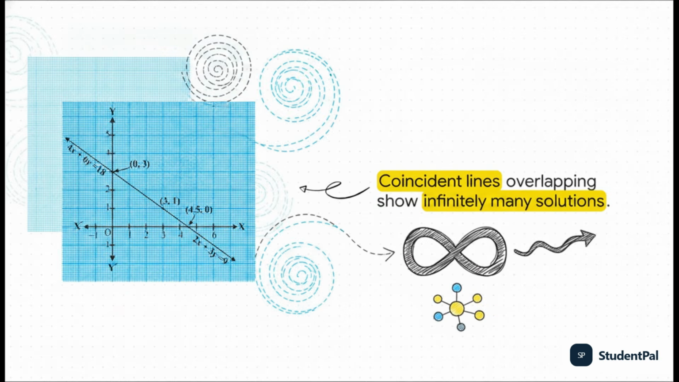But wait, lines don't always just cross once. Sometimes, one equation is actually a cleverly disguised version of the other, like if you just multiplied an entire equation by 2. When you plot them, they overlap completely. They are coincident lines. Because every single point on one line touches the other line, they share all their solutions, meaning there are infinitely many solutions. We call this a dependent, but consistent pair.